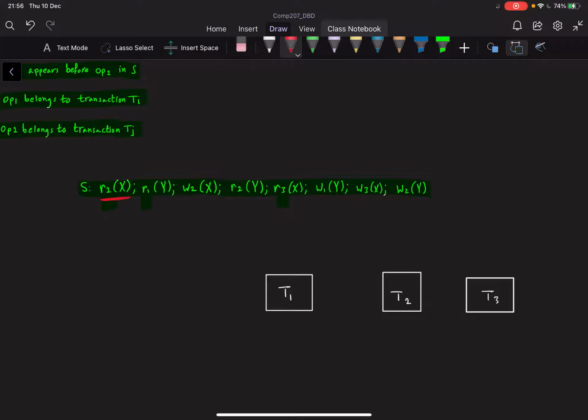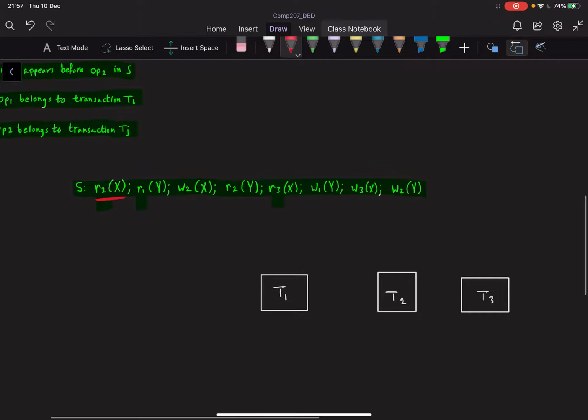And of course, a conflict cannot be on 2 read operations. It has to include 1 write operation. So it can be 2 write operations, it can be 1 read and 1 write, but it cannot be 2 read operations. Okay, so moving on, of course we skip the second one, which is R1 of Y, we don't want this, so we don't care about it.